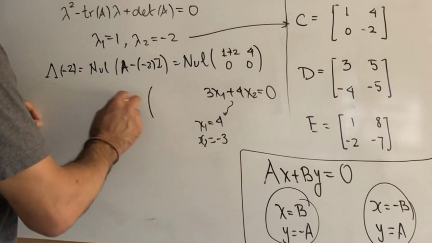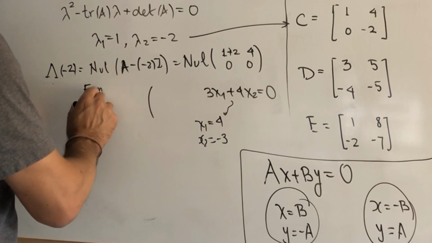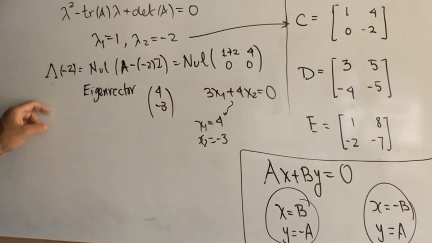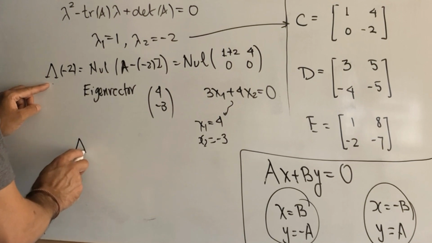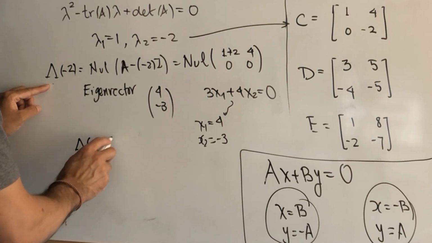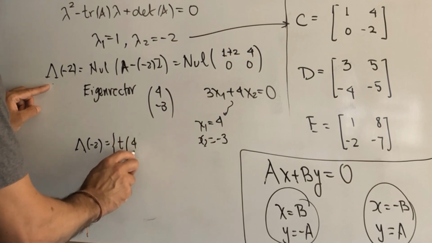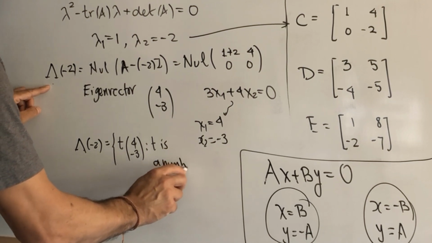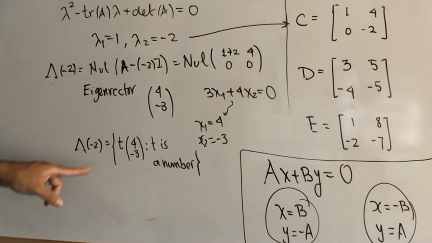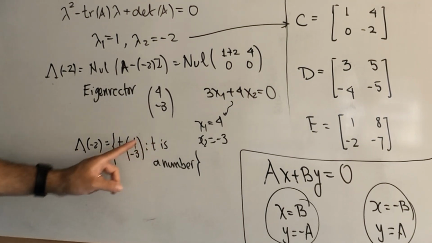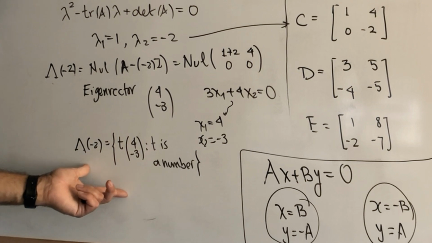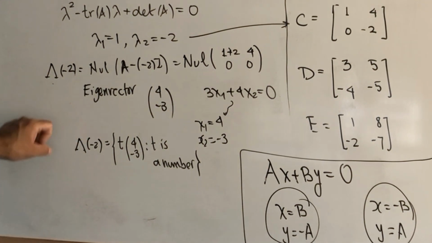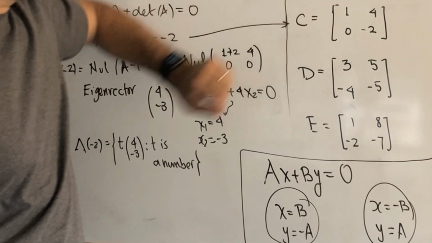Then that means that an eigenvector is going to be the vector (4, -3). And therefore this null space is going to be the space t times (4, -3), such that t is a number. Only one free variable. Notice that when you have a free variable, it doesn't matter if you call it s, if you call it t, if you call it x1 or x2. And this is the null space. Remember, if we're working with the real numbers, it's just a line. And then we have computed the two eigenspaces for this matrix.